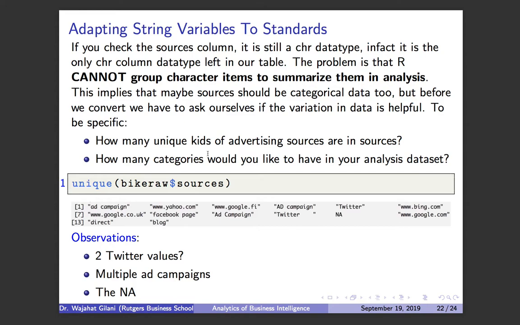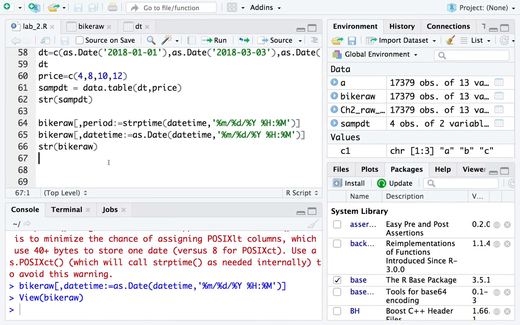Remember, you can have a table with characters in it, that's fine. But if you're doing analysis on a table, you always must take a subset of that table that follows the rules we just talked about, so it's ready to go for analysis. And the question is, in our analysis data set, which is what we're making right here, how many categories would we like to have? Firstly, let's take a look at all the unique values in sources.